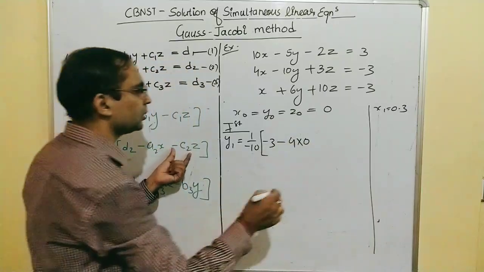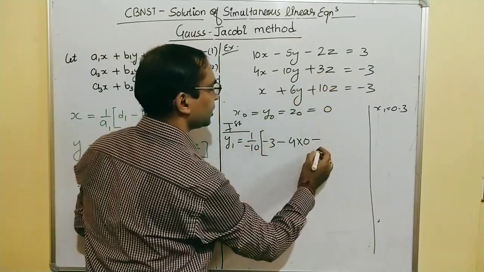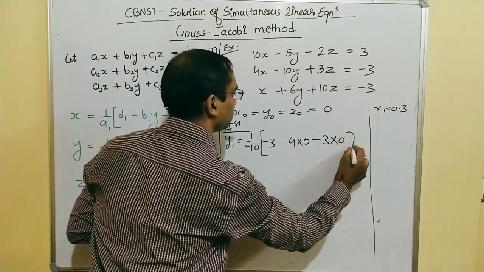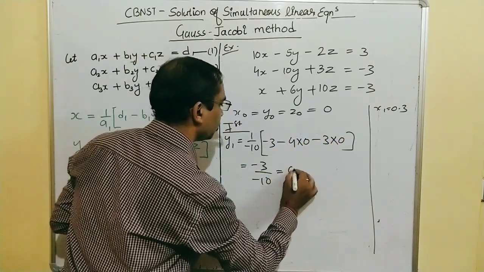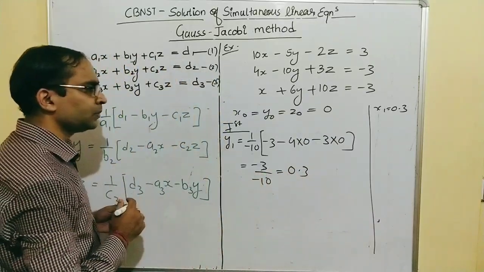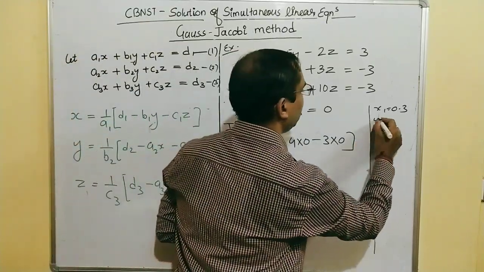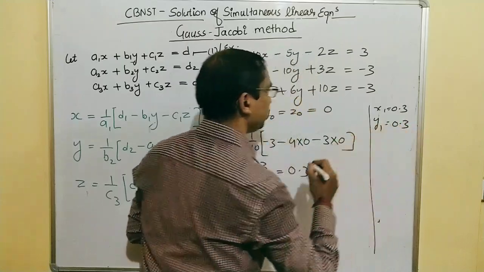Right, and this is minus c2. What is c2? That is 3 cross 0. So now you can see this is minus 3 upon minus 10, which comes to be 0.3. So this y1 is also 0.3.